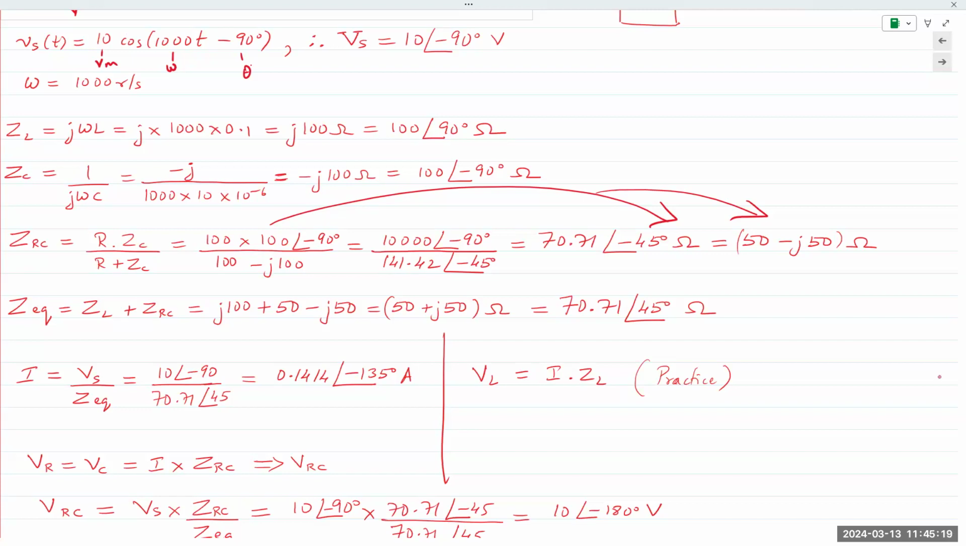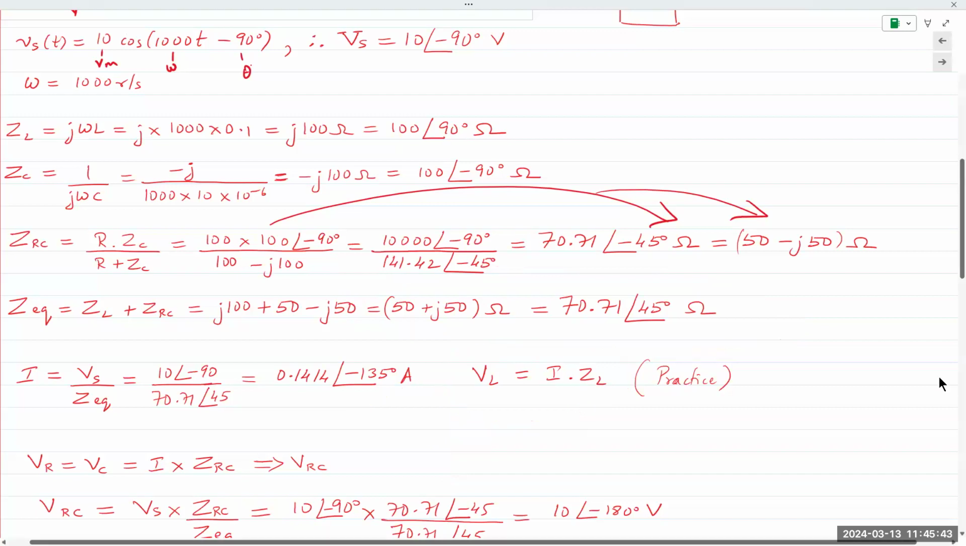Let's see. And then ZEQ, 50 plus J50. Translate that into polar coordinates. You get a magnitude of 70.71 with a phase angle of 45. So once I have that, I can use either the current or the voltage to find the power for every component. In this case, I also want to find the power for the source. So the first step is to find the total current being supplied by that source.